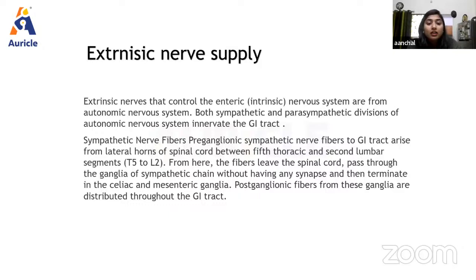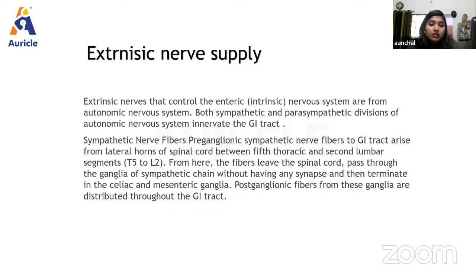So the extrinsic nerves that control the enteric nervous system are from the autonomic nervous system. As we know, the autonomic nervous system is involuntary in control. Both sympathetic and parasympathetic divisions of the ANS innervate the GI tract.